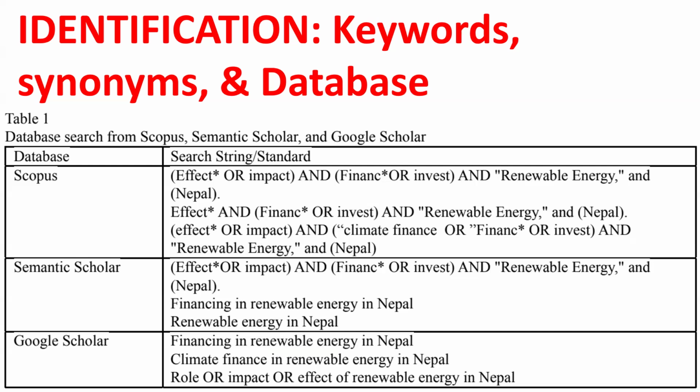For example, you are assessing the impact of forest, livelihood, biodiversity. In all those four keywords, take impact: what are the other synonyms of impact? It might be effect, it might be outcomes, or whatever might be the synonym of impact, you will identify all those.